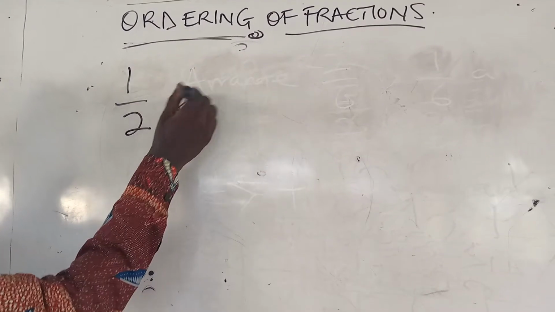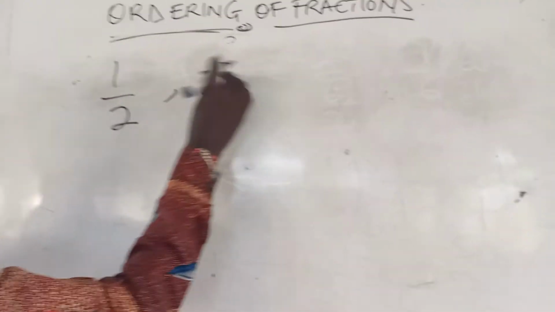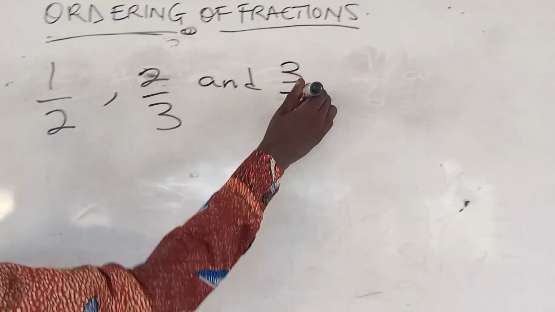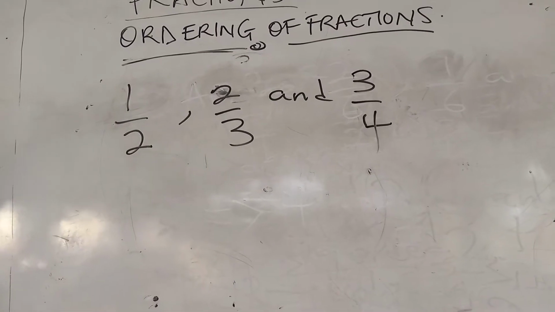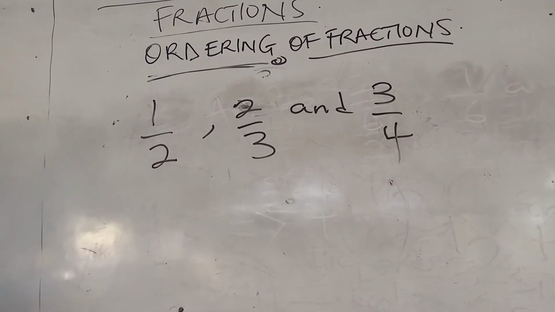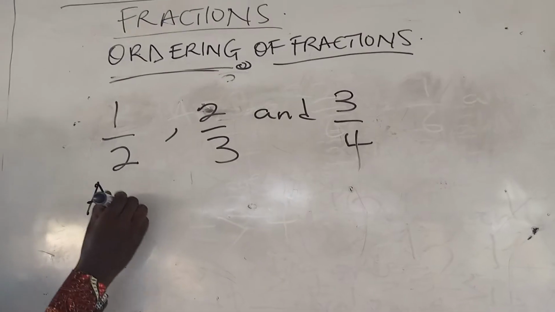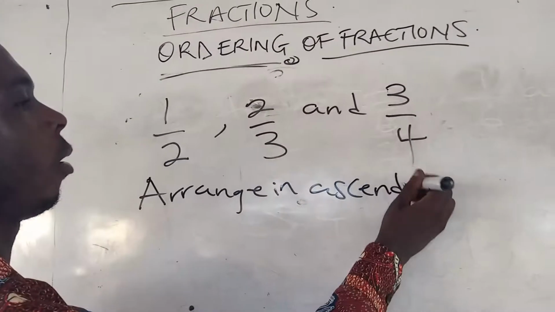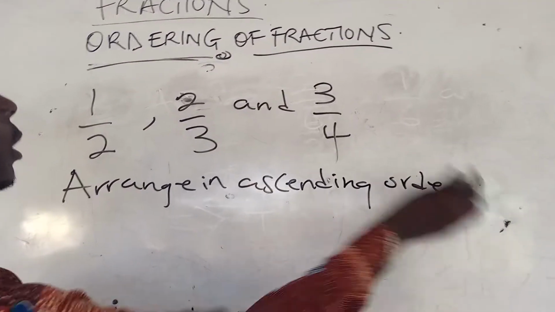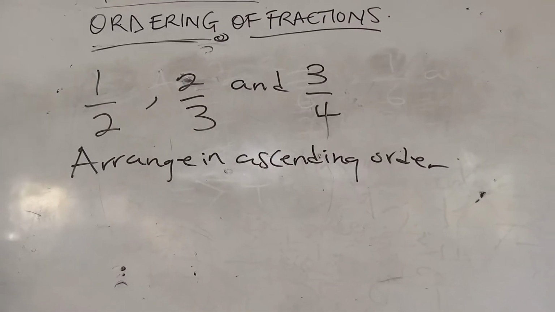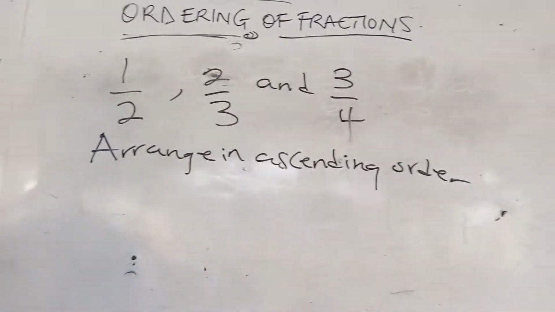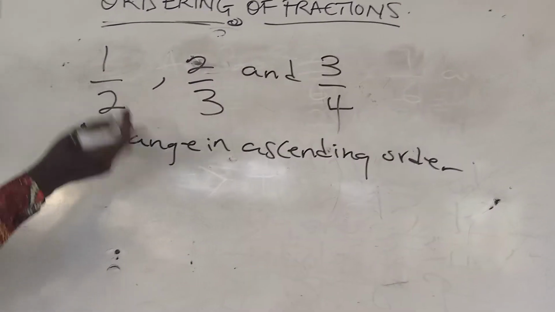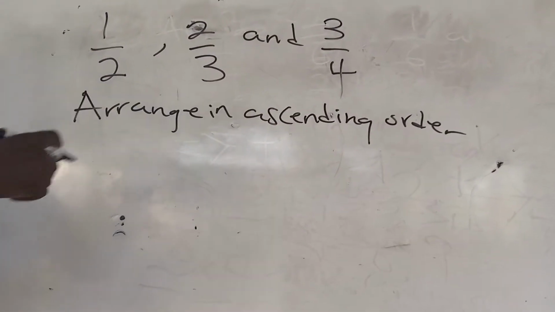1 over 2, 1 over 3, 2 over 3, and 3 over 4. If you are asked to arrange these fractions in ascending order, you change these to same denominators. And to change these to same denominators, this means 2 times what number will give you 12? So 2 times 6.